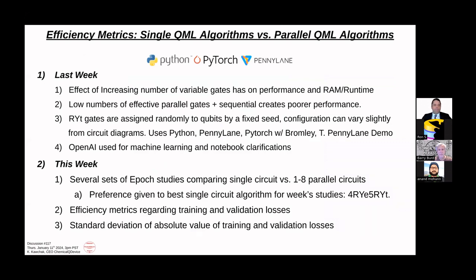Picking up from last week, I'll show you the diagram that ended things, with RAM and runtime. It's basically varying the number of variable gates to find out what was the most efficient circuit for a single circuit, second circuit, or double parallel algorithm, triple, and so on.